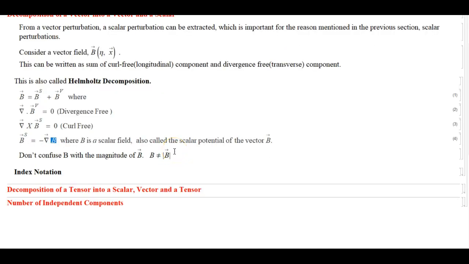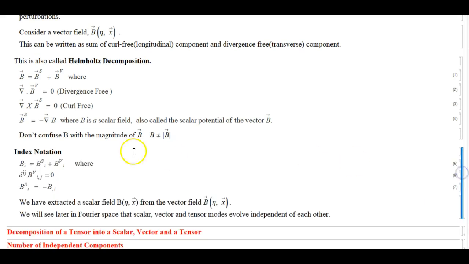Now we will be using index notation a lot, because we are using tensors, and in tensors we write the physical quantities using indices. So let us see how we can write this in index notation. We can write this B field as B_i, and this can be written as B_S_i, B_V_i. These are all vectors in 3D Euclidean space.